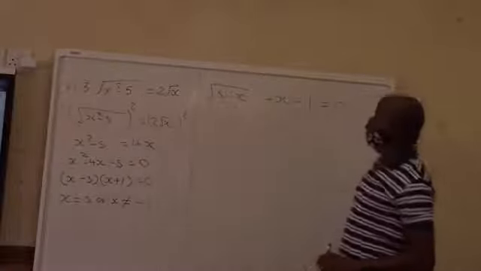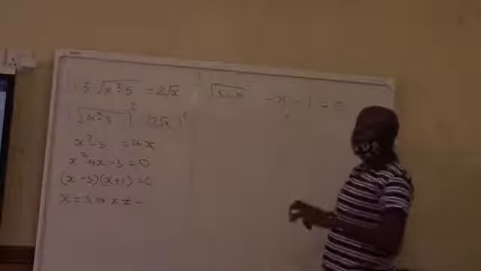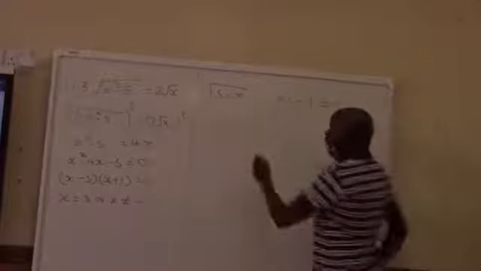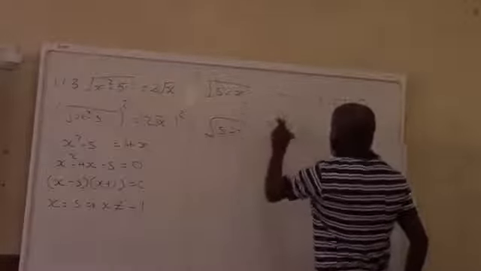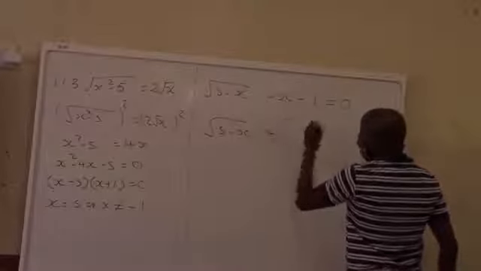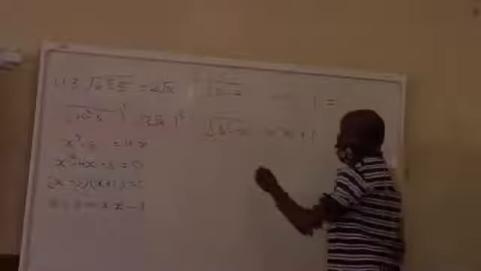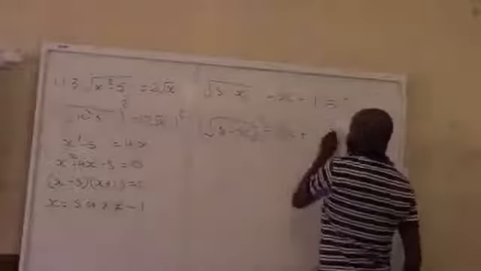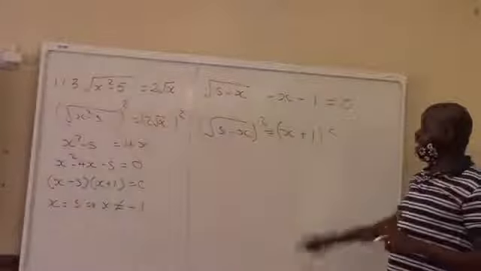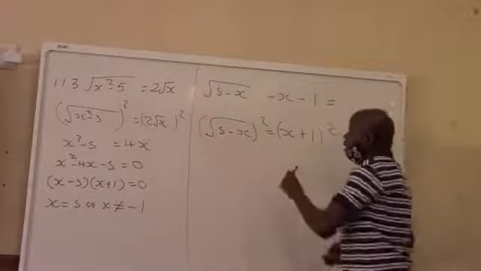So what we need to do is, first we transpose those that are not in the square root to one side. So we'll have the square root of 5 minus x is equal to, because the x is negative, when we transpose it becomes positive, and also the 1 becomes positive. Then we square both sides. When we square both sides, that's where the first mark comes for this question. And then now the other question will come.